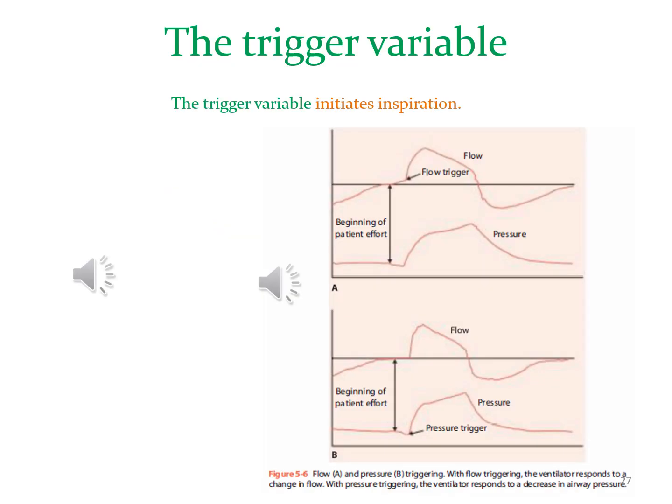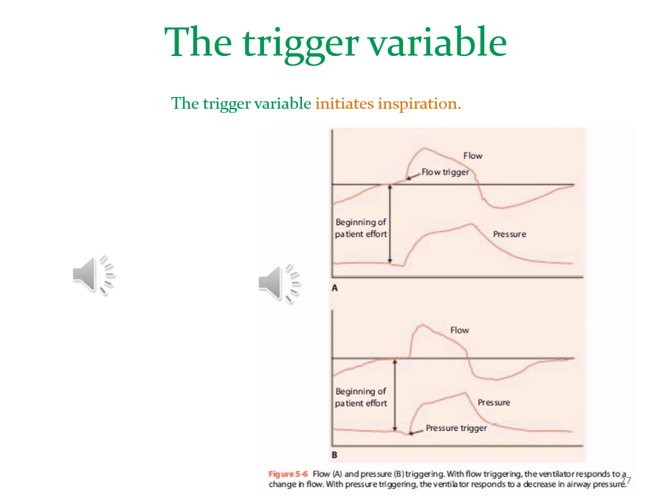The trigger variable initiates inspiration. If time triggered, the ventilator initiates inspiration at a clinician-determined interval. For example, the ventilator will initiate inspiration every 3 seconds if the rate is set at 20 per minute. Initiation of inspiration can also be triggered by the patient.